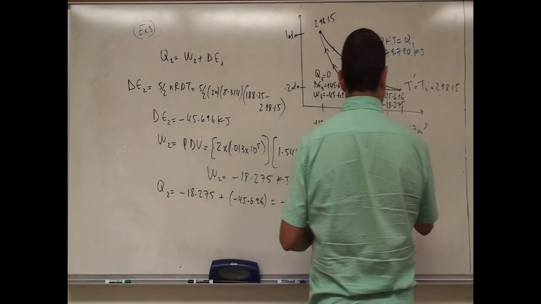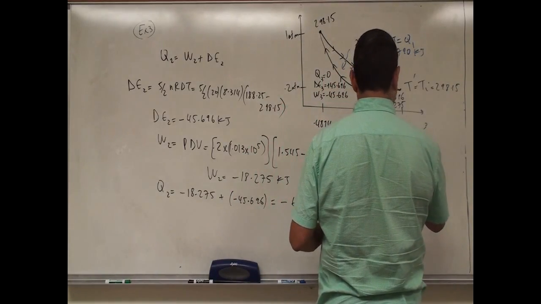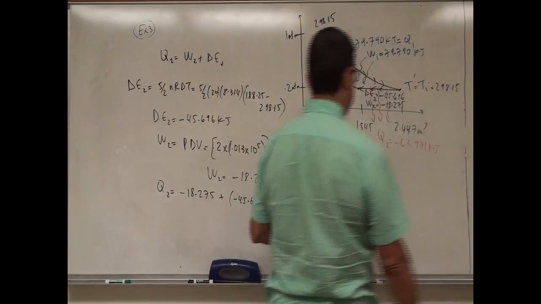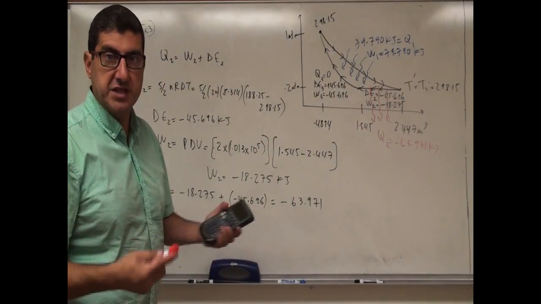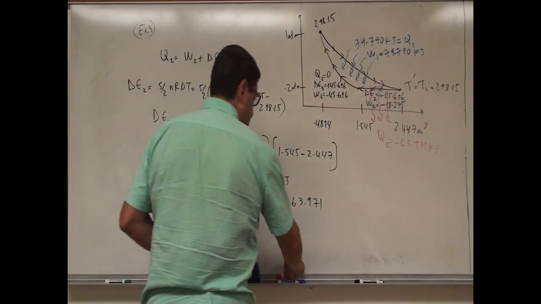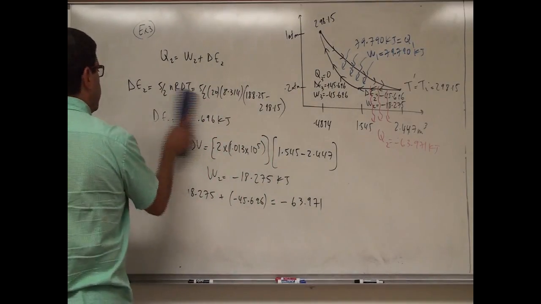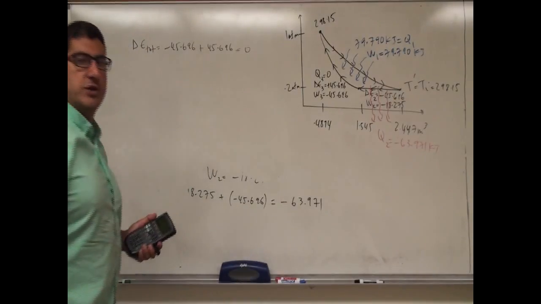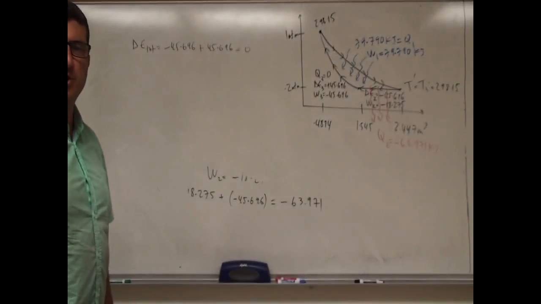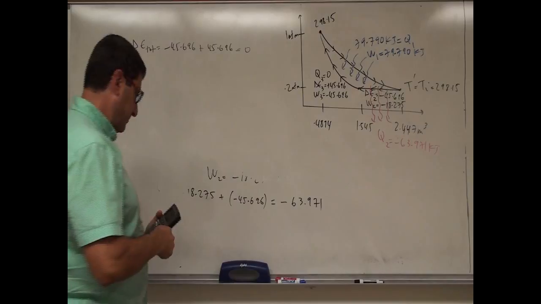Q2, negative 63.971 kilojoules. Right, which the negative means that it's coming out of the system. Then I can check the totals and see if I'm good, and then I can do the efficiency of the engine. Okay, so the two cancel and it comes back to the original state. So we can see that that's working, right?